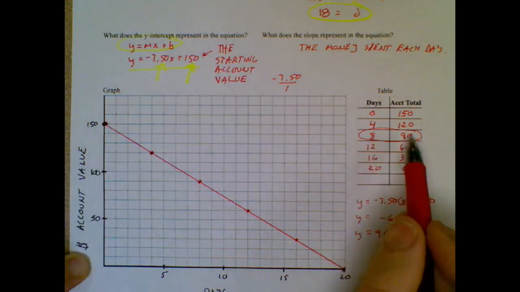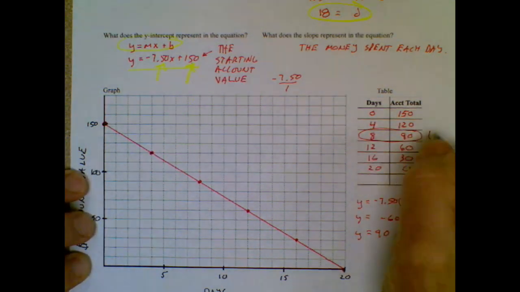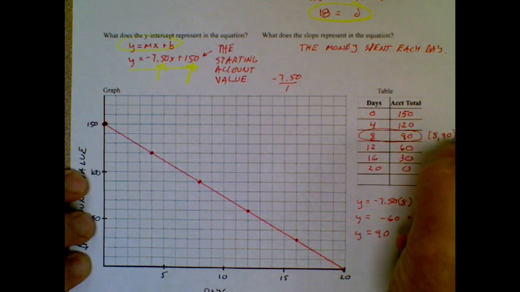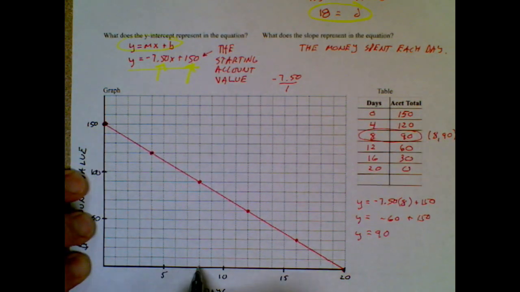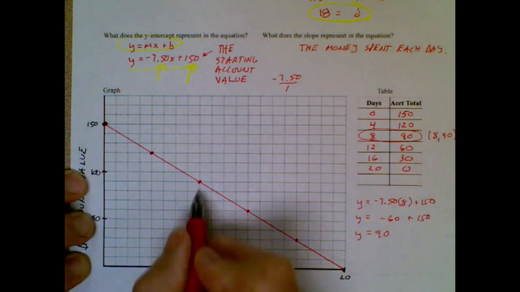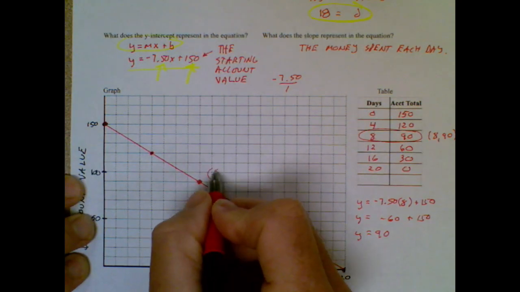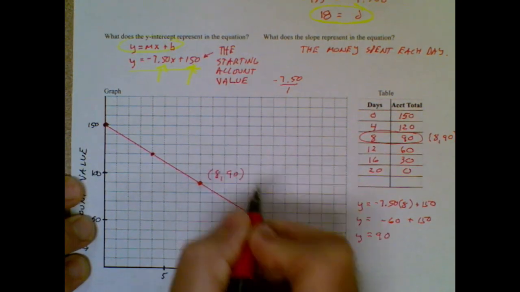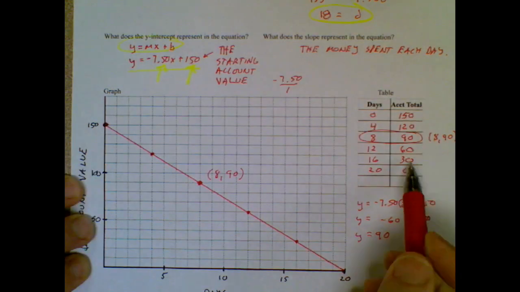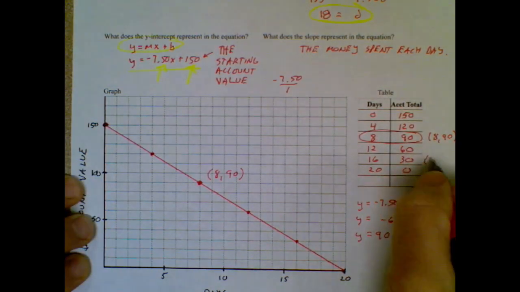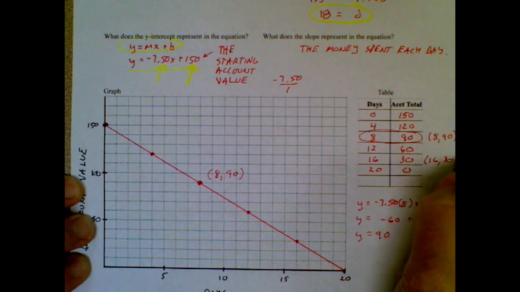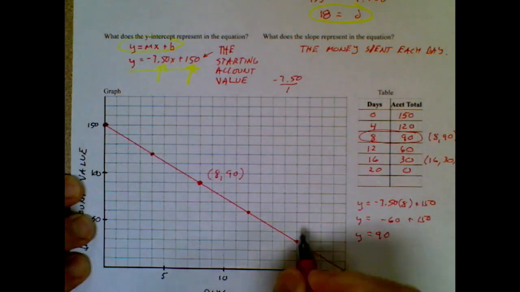That 890 could be thought of as the ordered pair 8 comma 90, in which case I can just go over here, 8, 90, and plot that point. In fact, I could do that for several points. So here I have the point 16 comma 30, 16, 30.